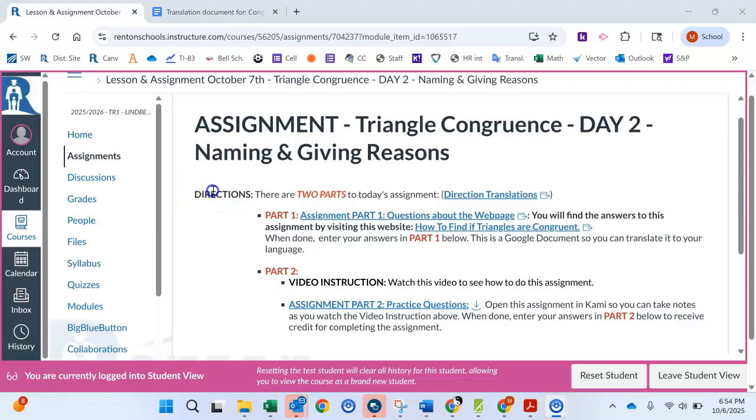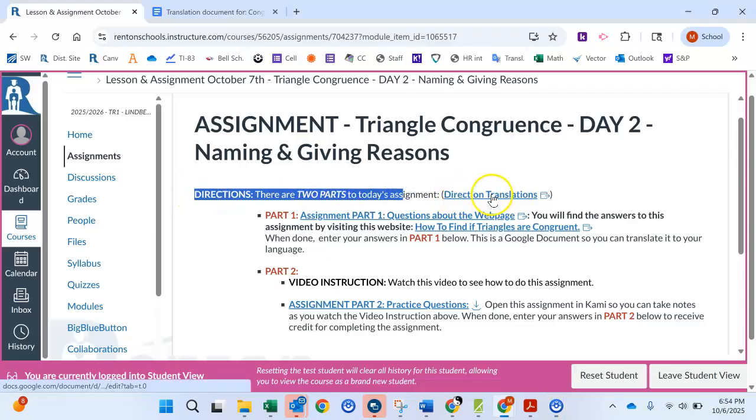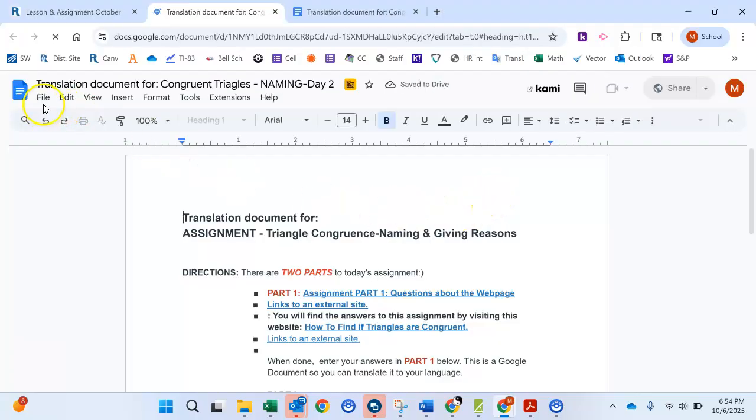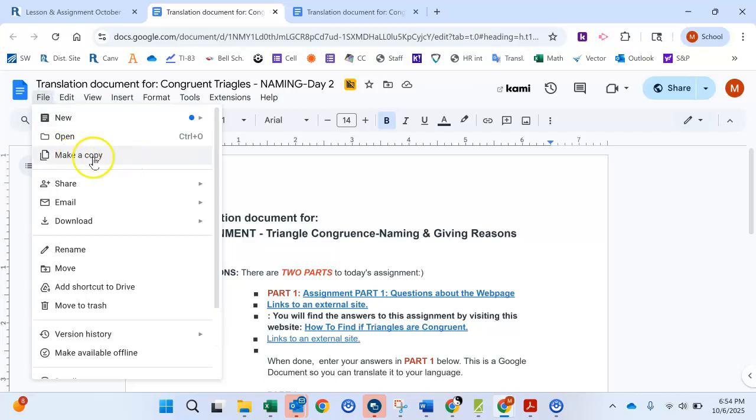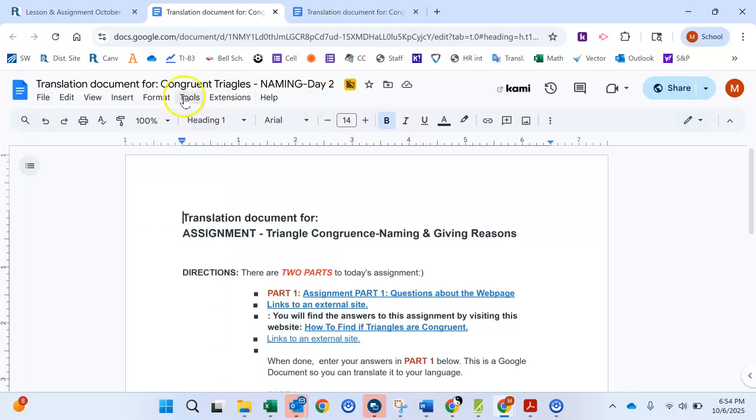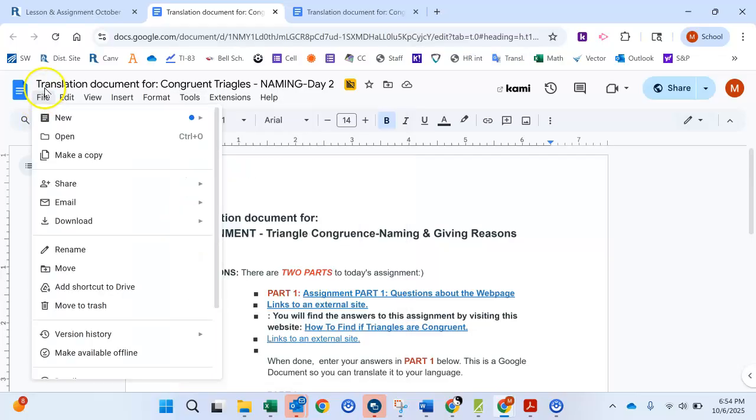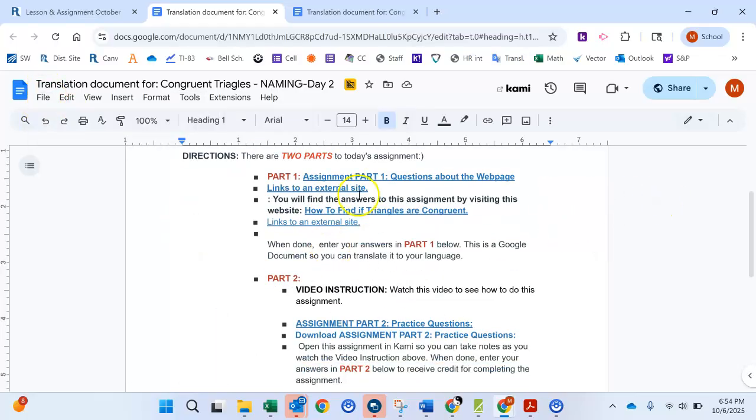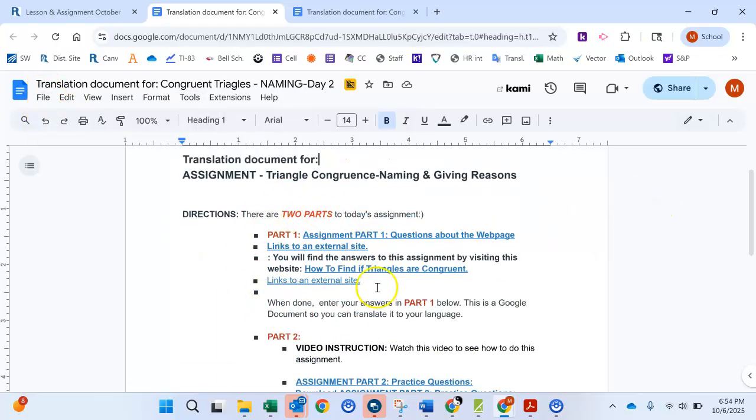Okay, the first thing you want to do is make sure you read the directions and that there's 2 parts to today's assignment. If you need a translation of today's directions, please click this. Remember, you can make a copy, and then after you make a copy, you can do a translation over here. But you've got to make a copy first, so make sure you understand the directions.